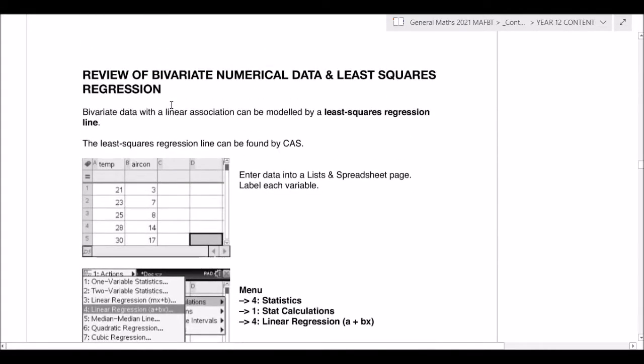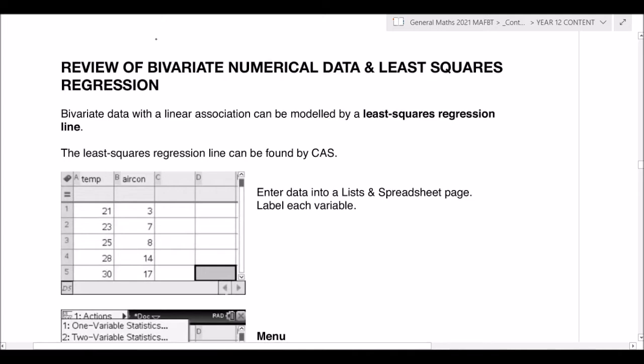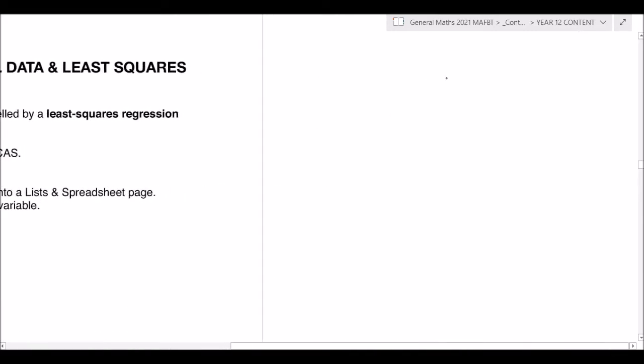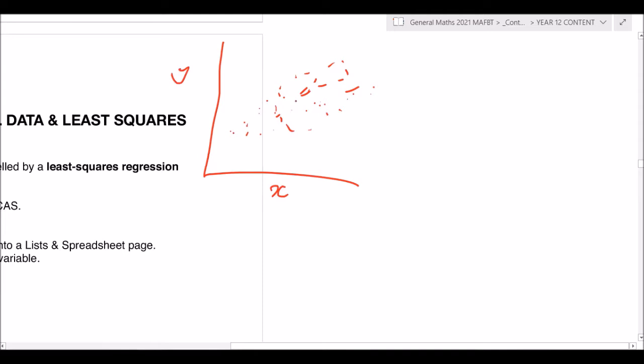So just a quick recap on what we learned with bivariate data last year. So bivariate data with a linear equation can be modeled by a least squares regression line. So remember, with bivariate data, we looked at scatter plots. If you forgot what a scatter plot looked like, it's like this. You've got an X and Y variable of some sort, and then you've got a bunch of dots. And we talked about different things.